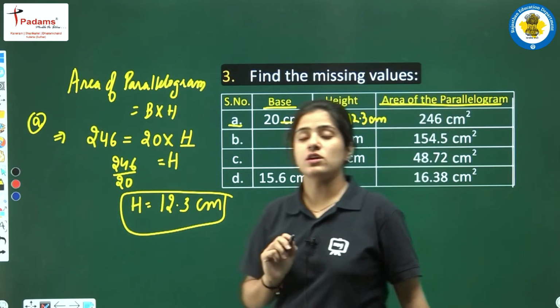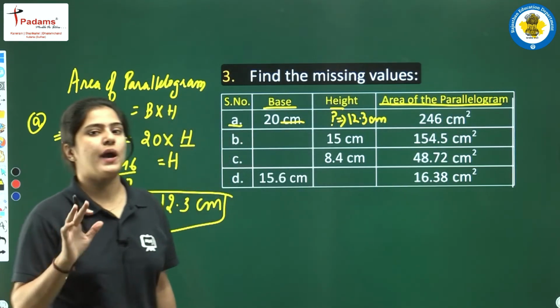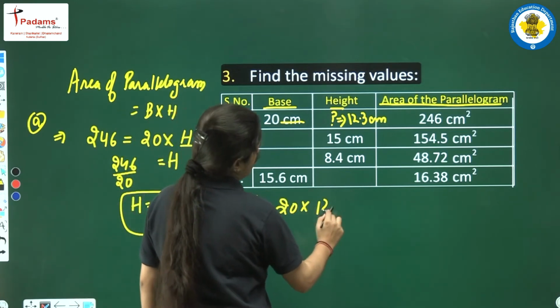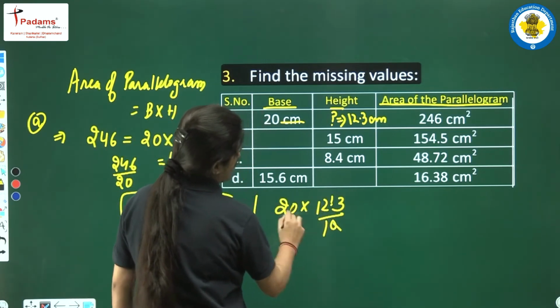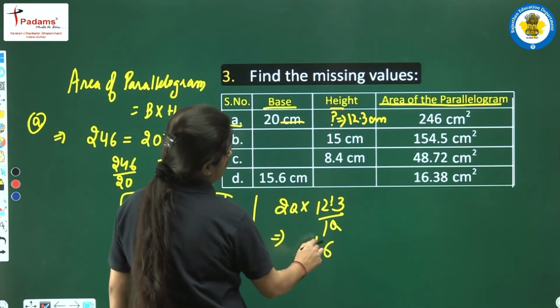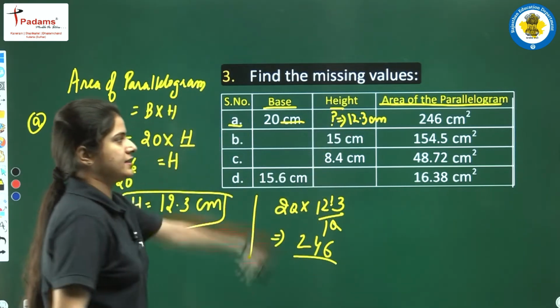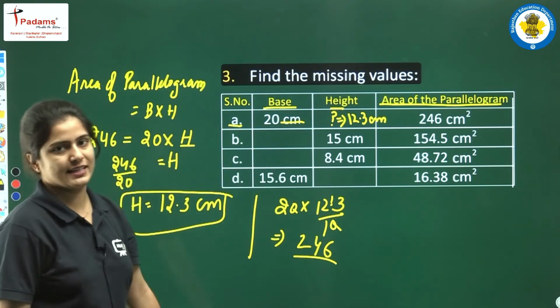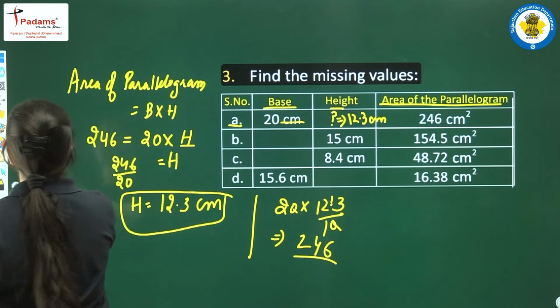Okay, you can also check the answer whatever you have found with this base into height. So it will be like that only, which is 246. Okay, have a look. This is your area of the parallelogram. So it means that we have done the correct thing. Okay, now students, we need to find out the B part.